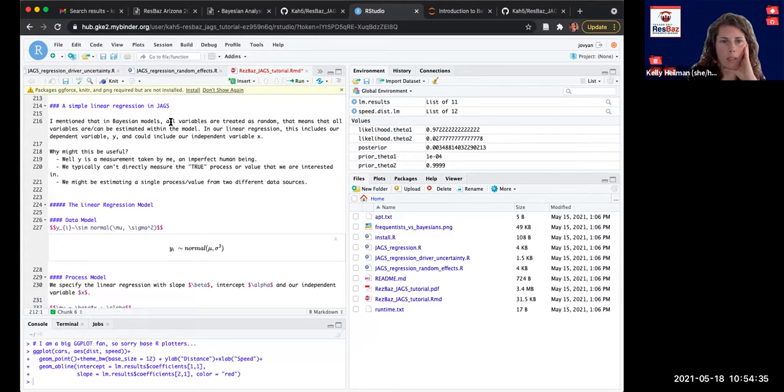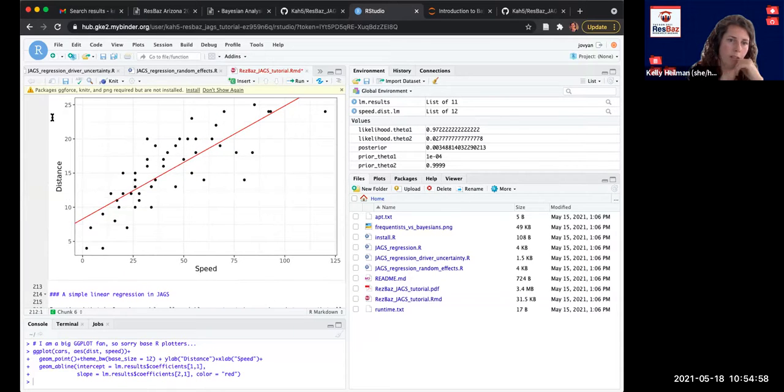In Bayesian models, all variables are treated as random, and that means that all these variables can be estimated within our model. This includes our dependent variable y. And we could also include uncertainty around our independent variable x, or in our case, dependent variable distance and independent variable speed.